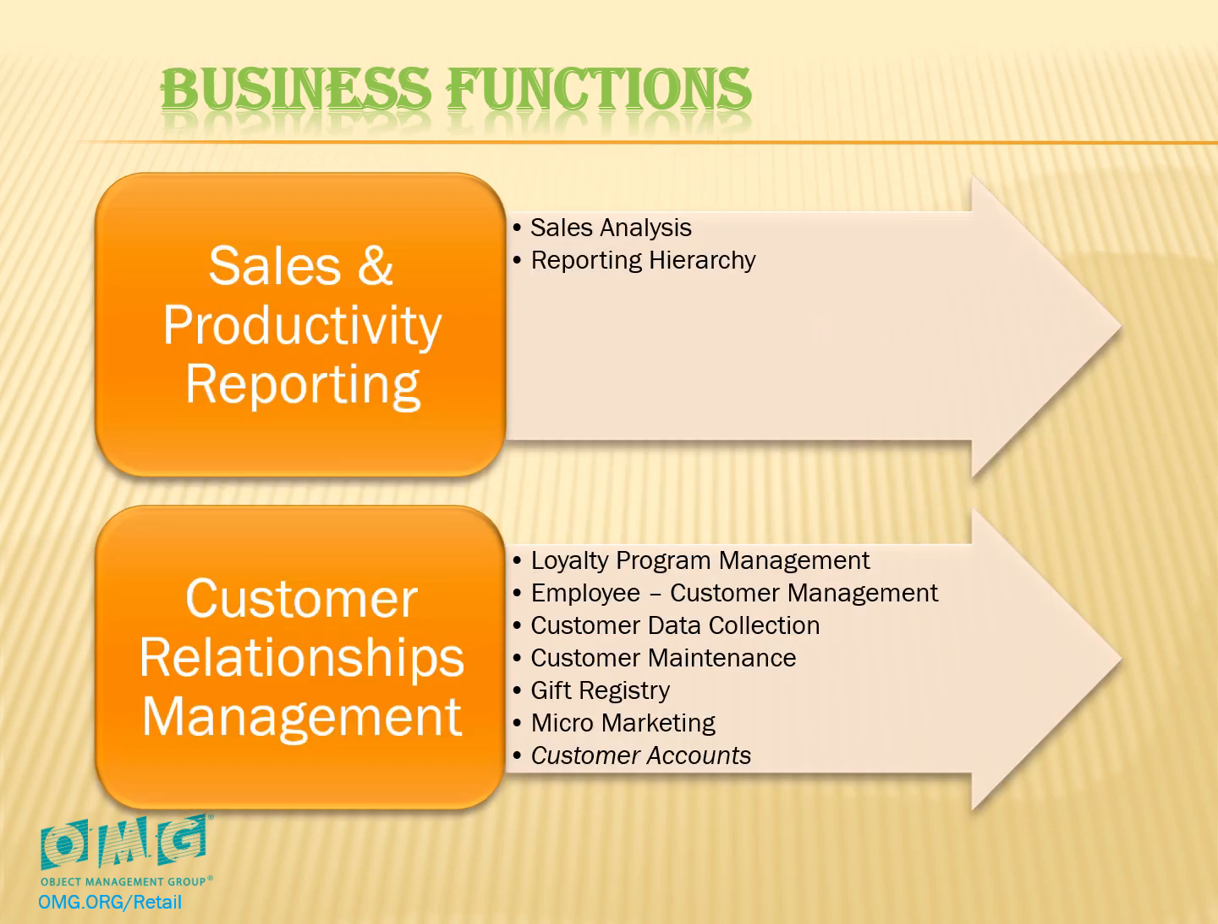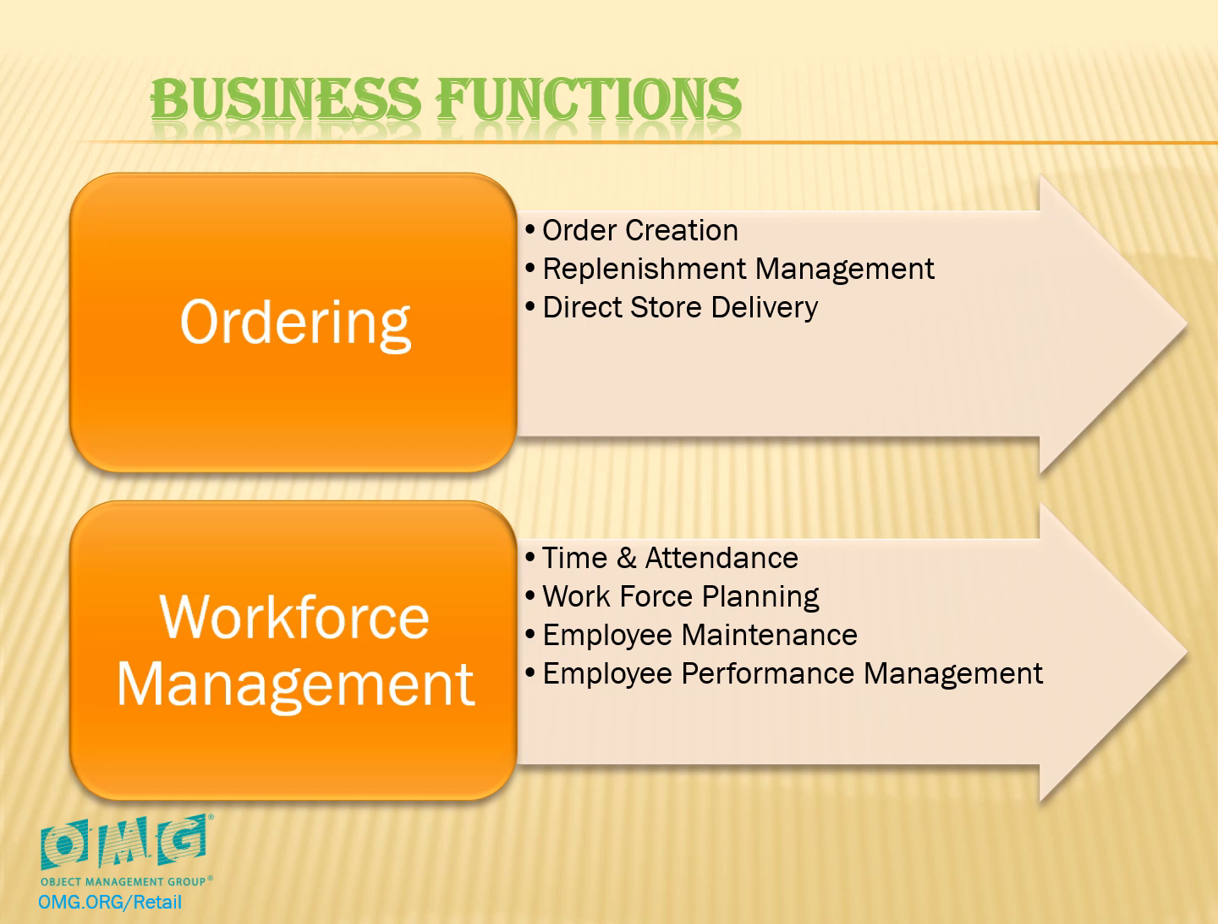In the business function area, we deal with sales and productivity reporting, dealing with sales analysis and your reporting hierarchy. Your customer relationship management deals with your loyalty, your employee customer management, your customer data collection, customer maintenance, adding and removing customers, your gift registry, your micro marketing, so you can target directly to particular customers, and finally your customer accounts. The ordering area deals with order creation, replenishment management, and direct store delivery. Your workforce management area deals with time and attendance, your workforce planning, employee maintenance, and employee performance management.